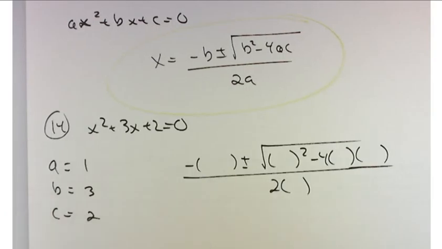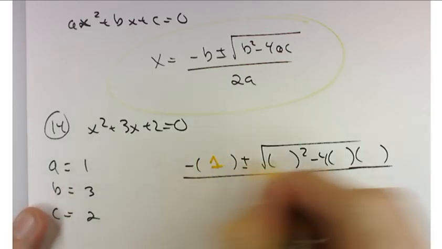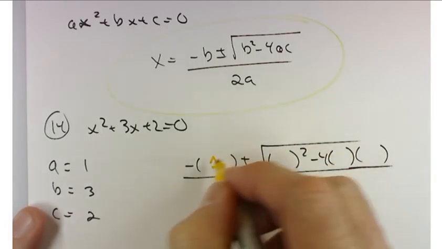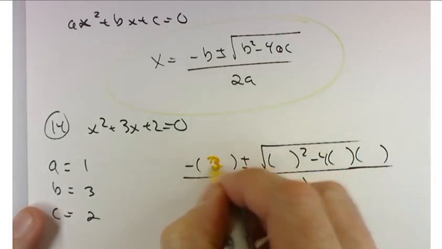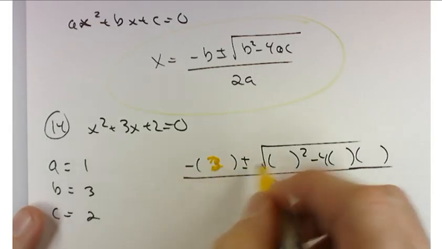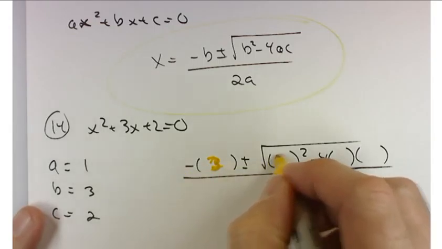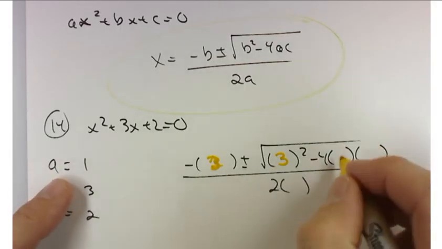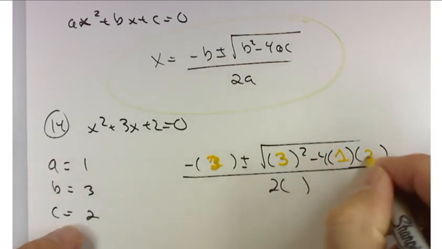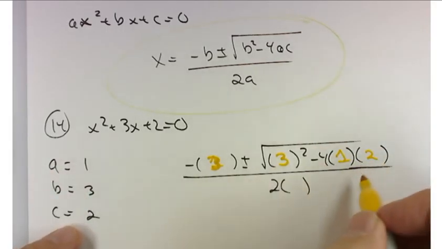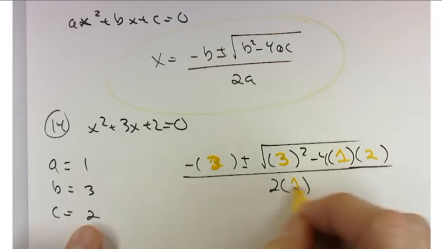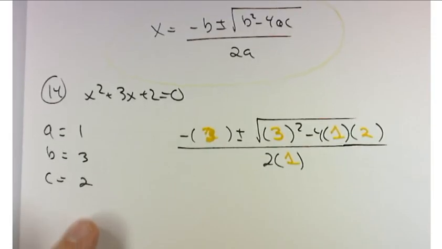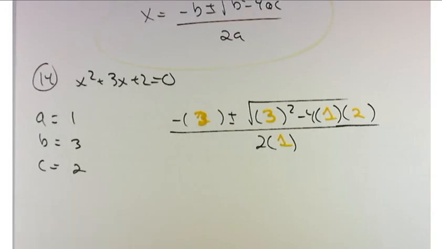So let's fill that all in. I'm going to fill in a 1, excuse me, how about a 3? Negative of 3, plus or minus the square root of 3 squared, which is your b squared, minus 4a times c, 1 times 2, over 2 times 1. And now our job is to simplify this.